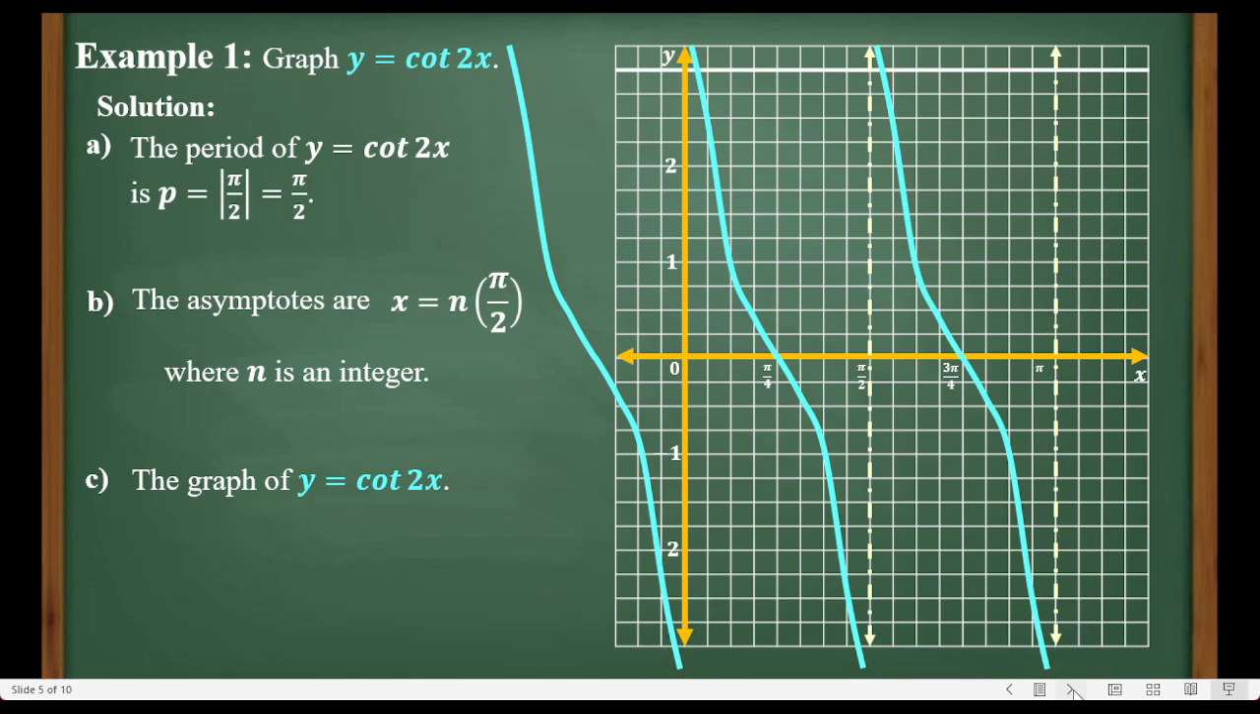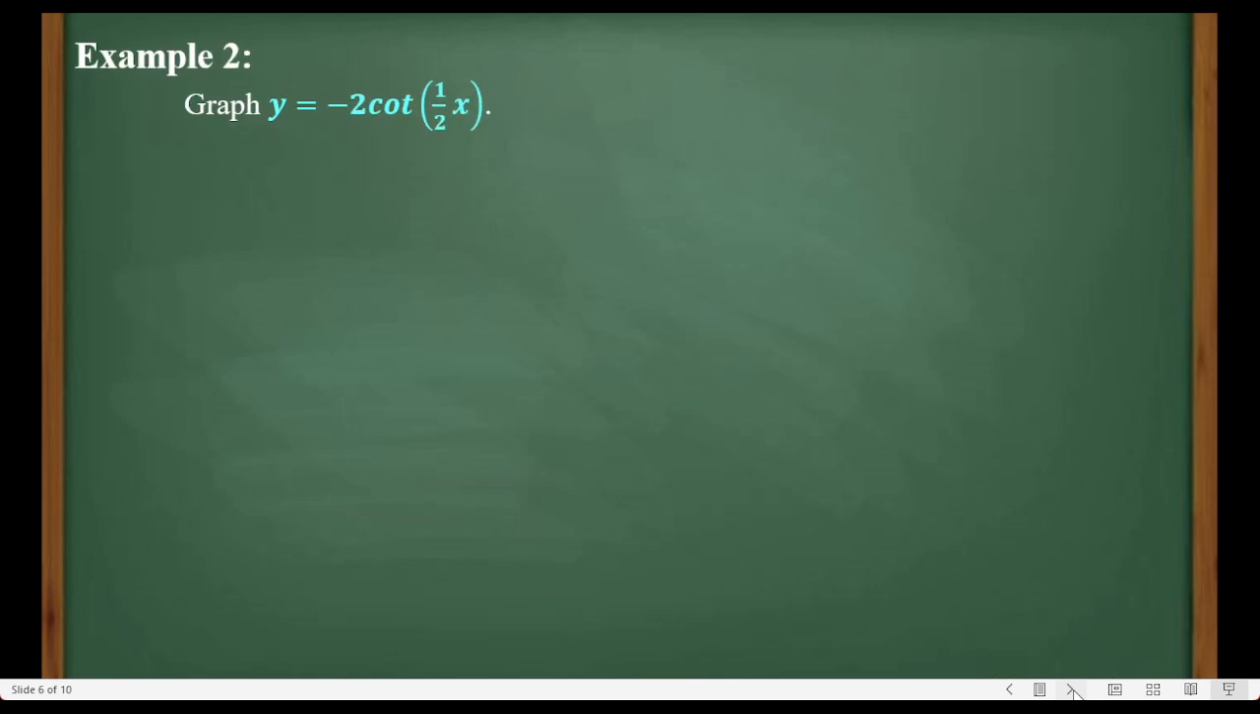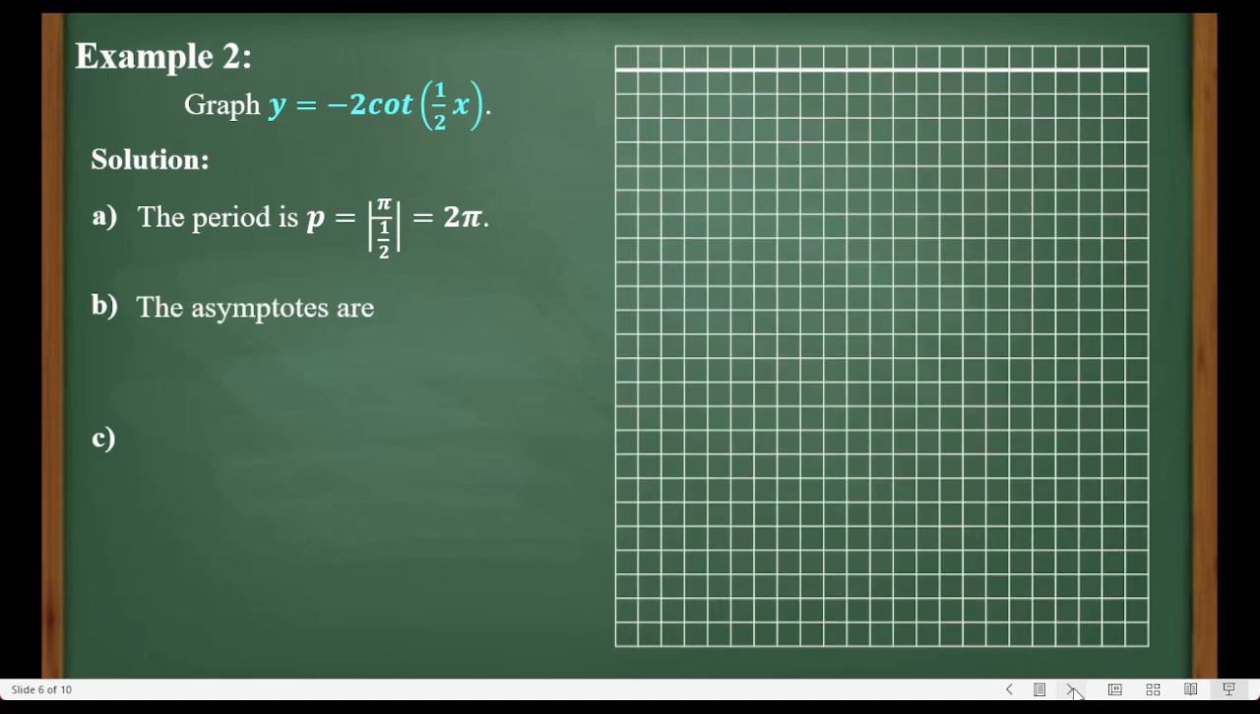Now, if you don't have any question, we now proceed to the next slide for our next example. How about this one? y equals negative 2 cotangent of 1/2 of x. Let us get the period. That is pi over b, which is 1/2, so that is 2 pi. Then the asymptotes happen at coordinates x determined by the formula x is equal to np, where p is 2 pi, and n represents an integer. Then the graph can now be traced.